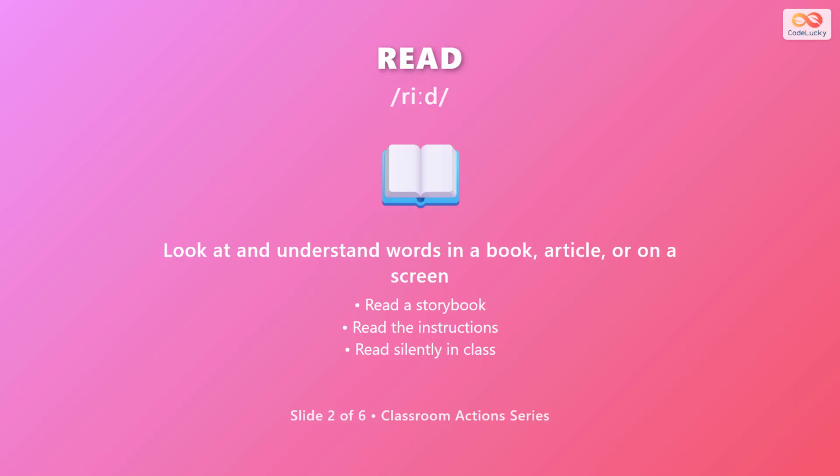Read means to look at words and understand their meaning. You can read books, stories, or instructions. Reading helps you learn new things and improve your vocabulary. Try to read quietly in class or read for fun at home.